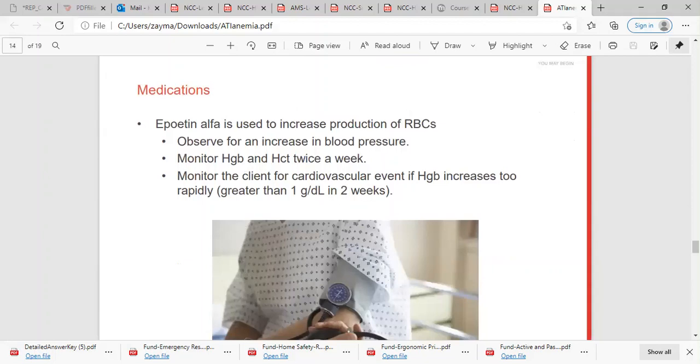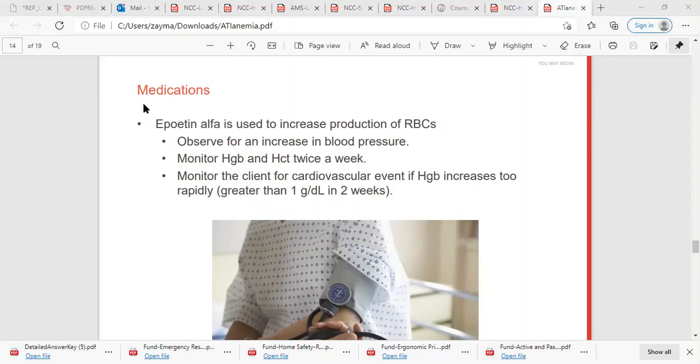Epoetin alpha. We talked about this in the renal chapter. The production of red blood cells all starts with the release of erythropoietin from the kidneys. Erythropoietin is a hormone. It stimulates the production of red blood cells. So kidney failure is going to lead to chronic anemia, right? Epoetin is a synthetic, man-made erythropoietin.